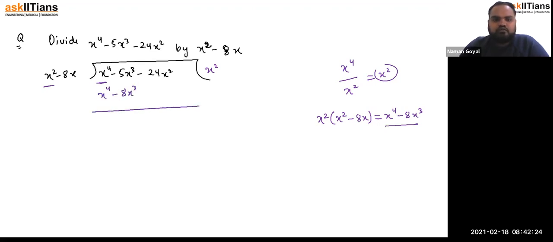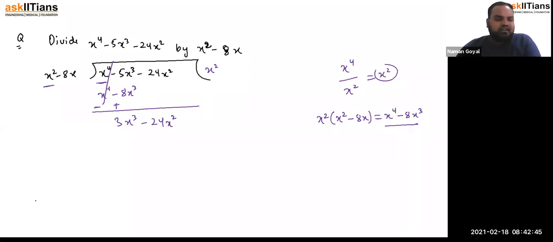Now we are going to subtract these two. So the minus becomes a plus sign, and the plus sign becomes a negative sign. So this will be cancelled out. Now minus 5x cube and plus 8x cube, how much did we get? Plus 3x cube. So it will give 3x cube. Now minus 24x square is there.